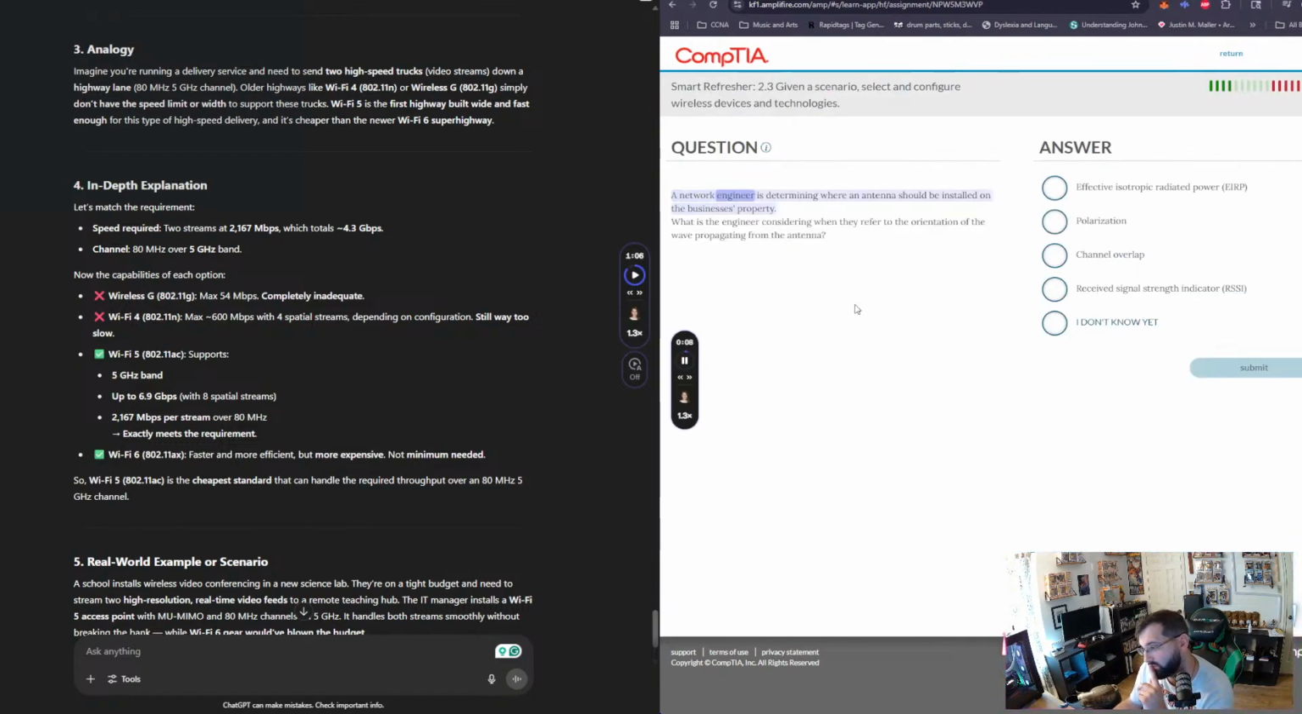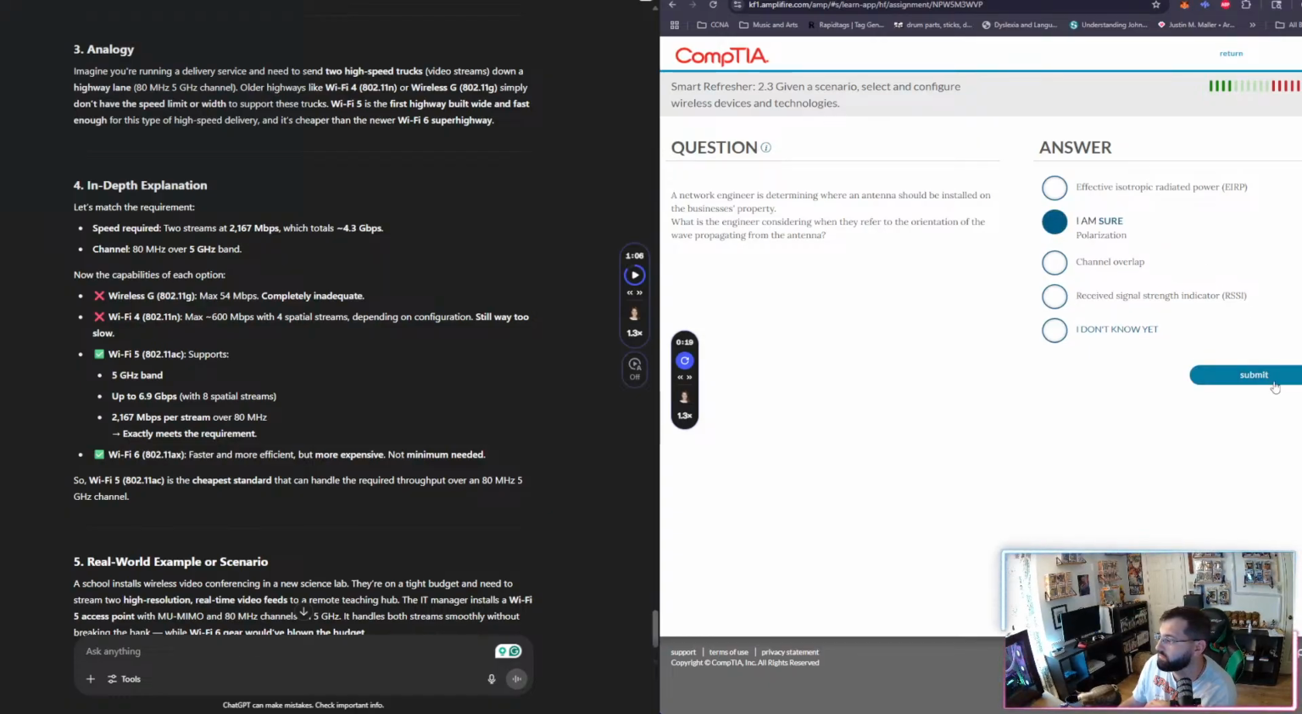A network engineer is determining where an antenna should be installed on the business's property. What is the engineer considering when they refer to the orientation of the wave propagating from the antenna? Polarization. Yeah. The definition of polarization is literally the orientation of the waves propagating from the antenna.